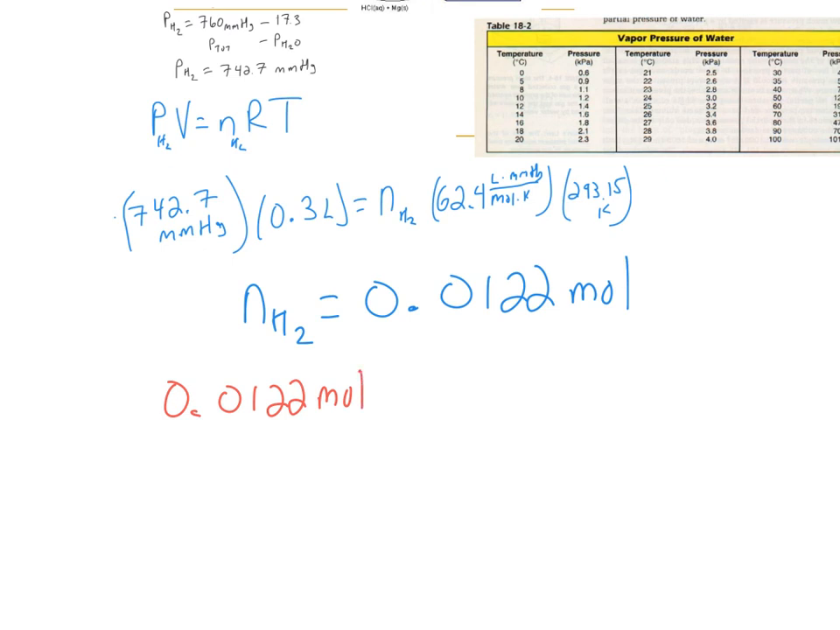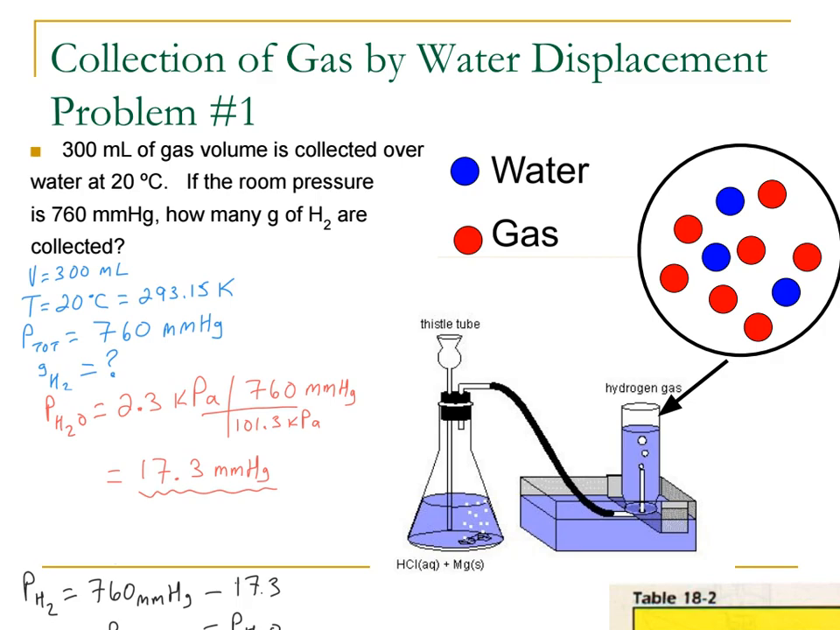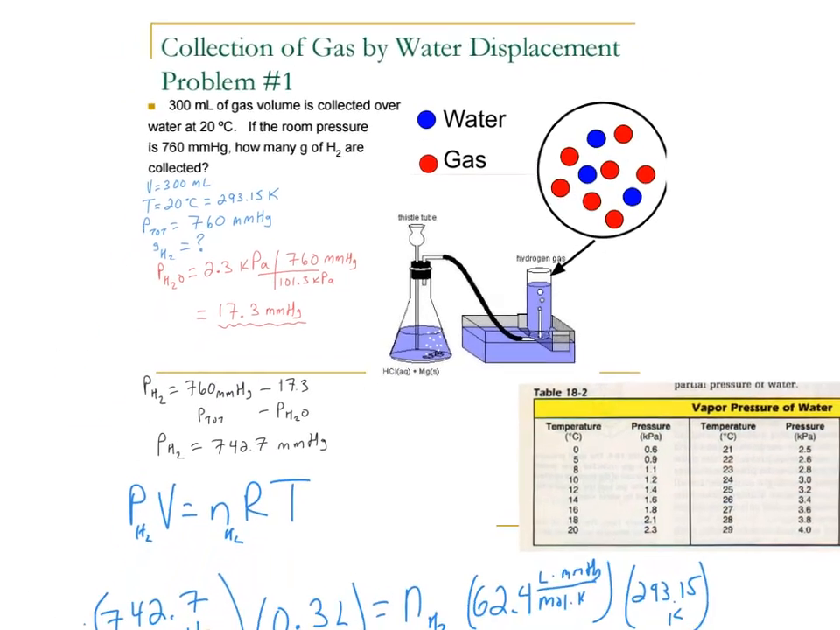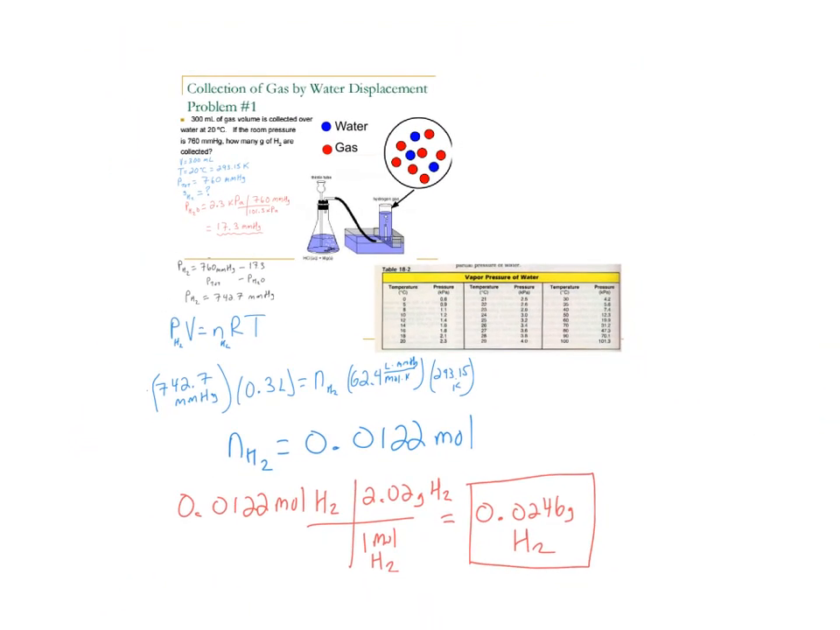0.0122 moles of H2. And every 1 mole of H2 is 2.02 grams of H2. So we'll just do a little multiplication here, and I get a final answer of 0.0246 grams of hydrogen gas that was collected here. And maybe I can just rezoom here a little bit just so you can see the whole amount of work that went into this one question.